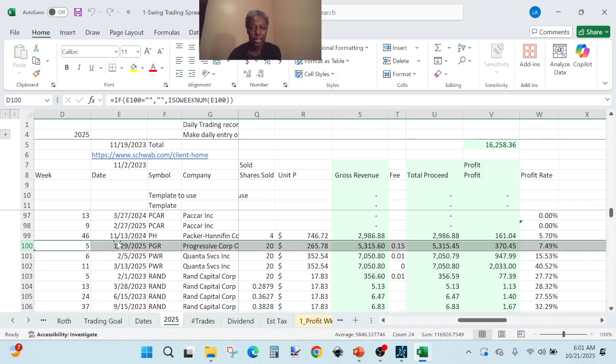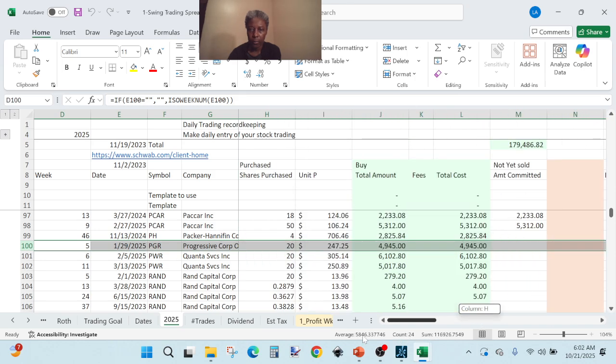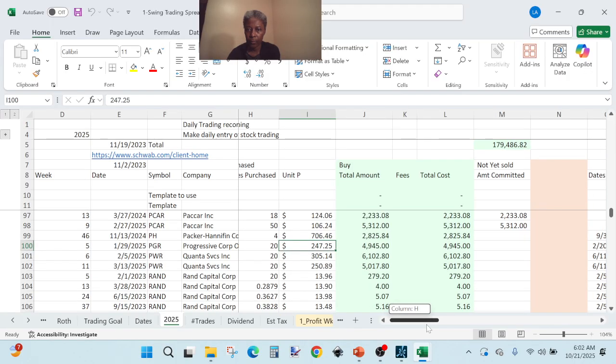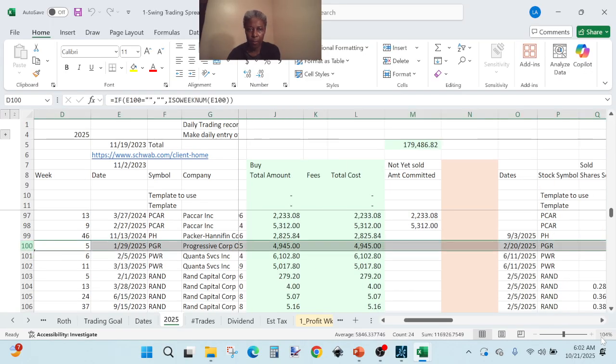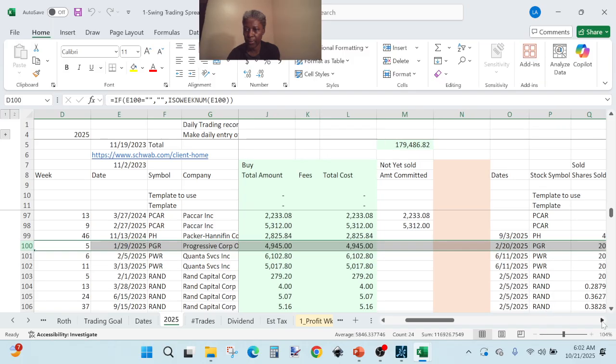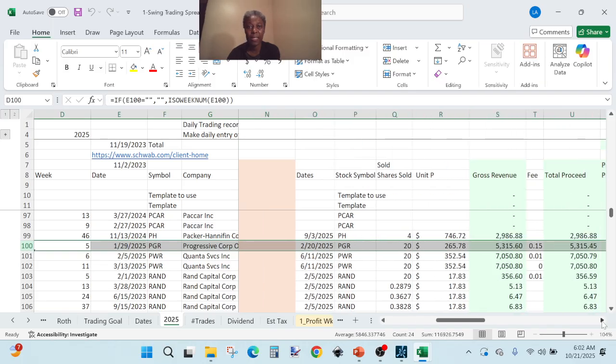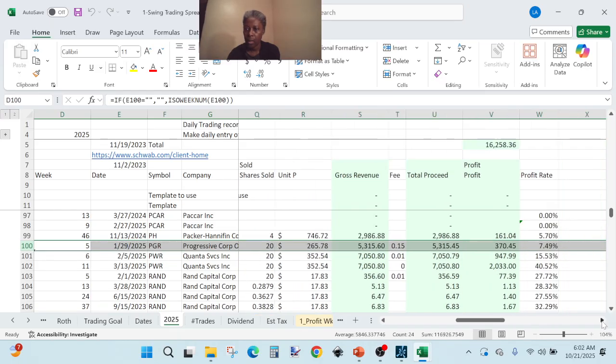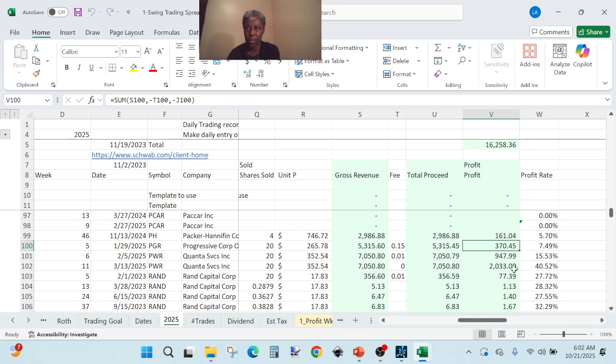So we purchased it in 2025. And we have the purchase side here for 247, and we sold it a month later, or close to a month later, for 265 a share, and we made $370 profit in a little bit less than a month, or 7% return.